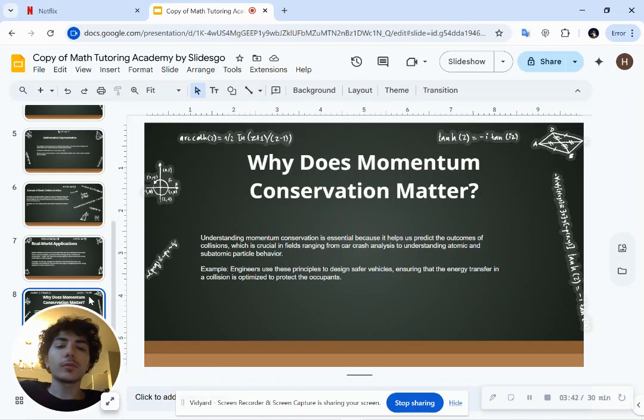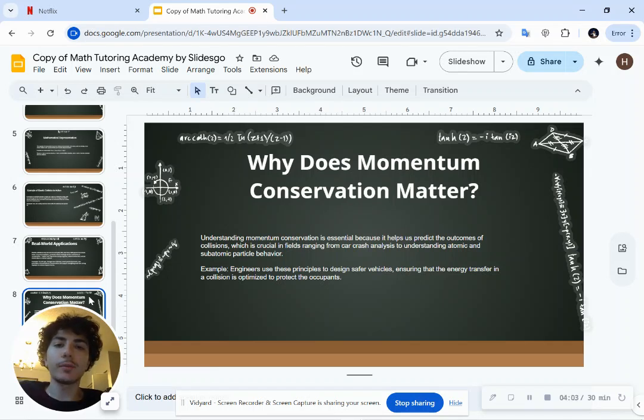Why does momentum conservation matter? Understanding momentum conservation is essential because it helps us predict the outcome of collisions, which is crucial in fields ranging from car crash analysis to understanding atomic and subatomic particle behavior.